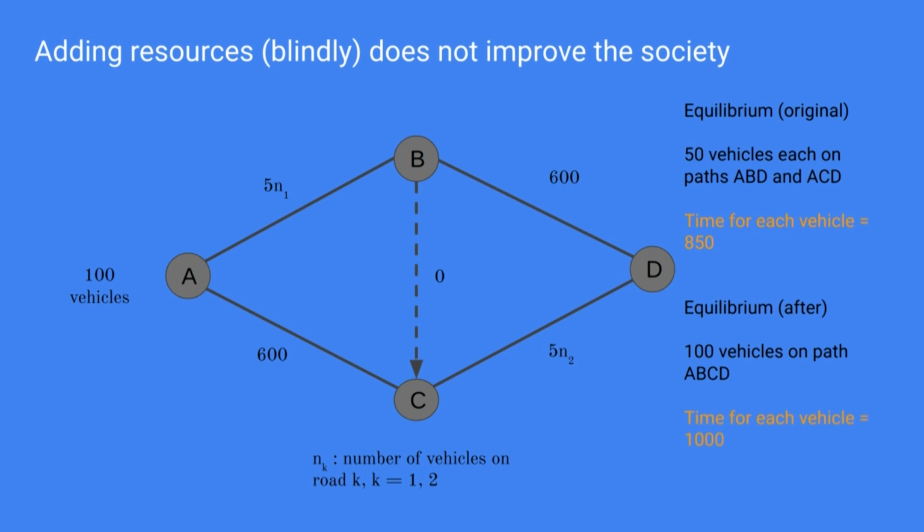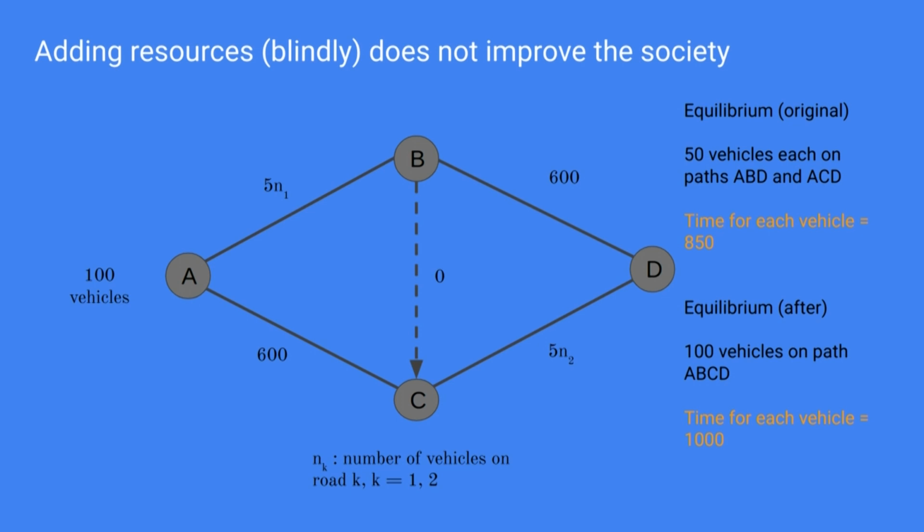So adding resources blindly does not improve your society. So this is one example. When you have multiple self-interested individuals, all of which are trying to minimize their time to reach the destination, you should choose the design of this teletransporting device in some place where you actually help the people and not reduce their time of traveling. So B, D, and AC are not used at all. Those resources are not used.